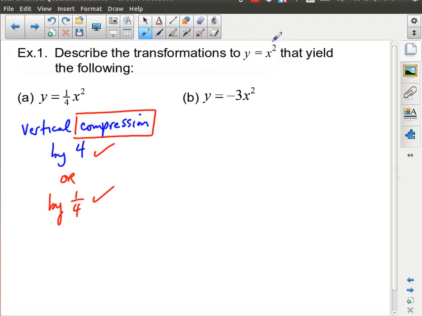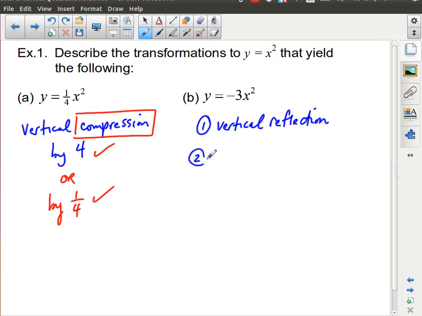Let's take a look at this other one, y equals negative 3x squared. Well, this one actually has two transformations, so we need to list them in order. And when we talk about them in order, normally for just multiplying, we just go from left to right. So this one has a vertical reflection.